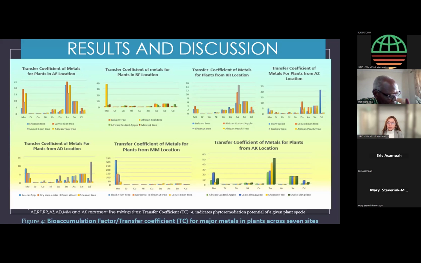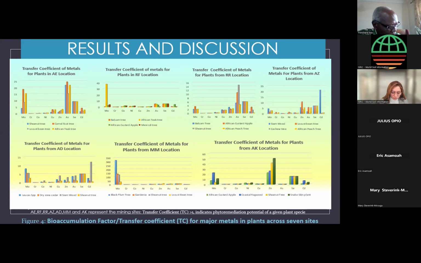This figure is showing us a summary of the transfer coefficients of metals by location. Here we're showing how the plants were able to accumulate the different metals. And we see that some plants are able to accumulate arsenic, if you follow the key that is given. Some plants as well showed great potential, we see the siam weed here, showing great potential for assimilating cadmium in this site. And this particular site is a lead zinc mining site.